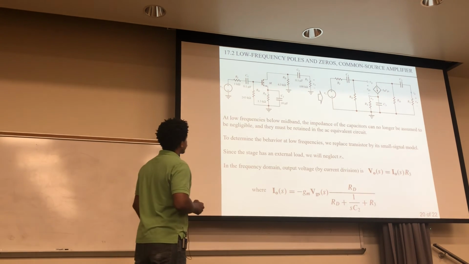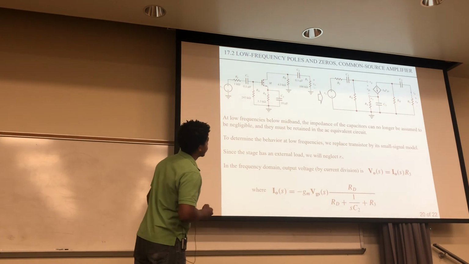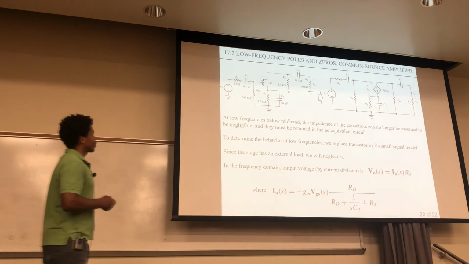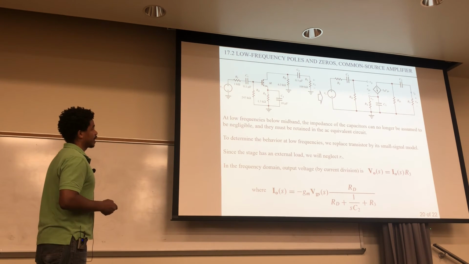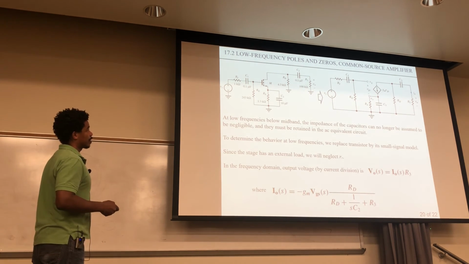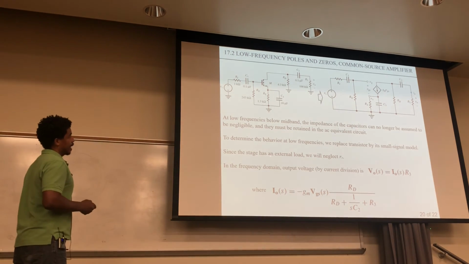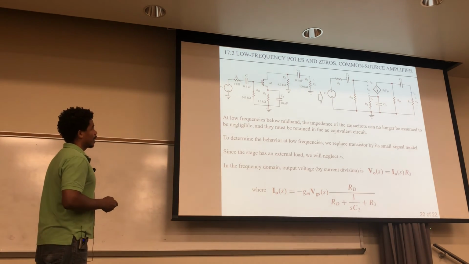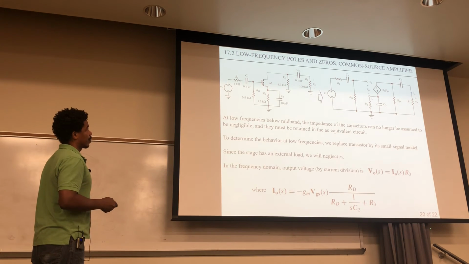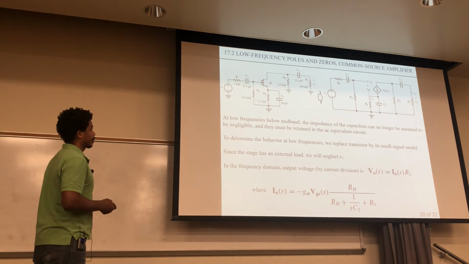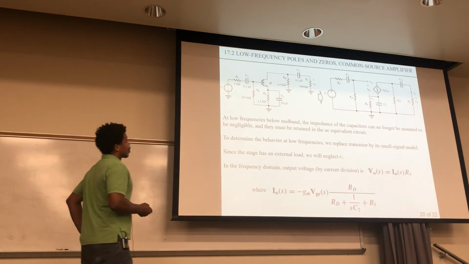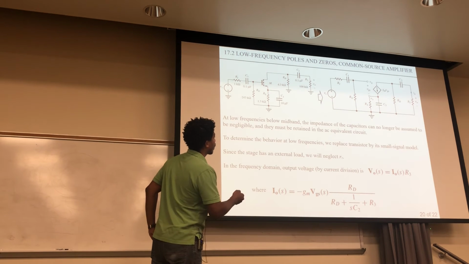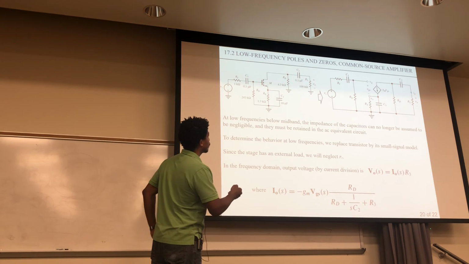So at low frequencies below midband, the impedance of the capacitors can no longer be assumed to be negligible, and they must be retained in the AC equivalent circuit. To determine the behavior at low frequencies, we replace the transistor by a small signal model right here. And since the stage has an external load, we neglect R0 for this right here. Okay. So in the frequency domain, here's the output. So we're talking about this voltage right here, and you can do that with current division.